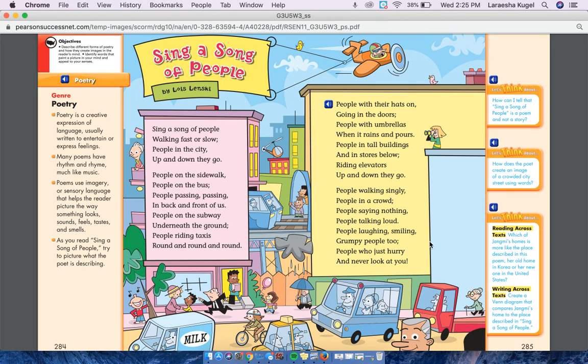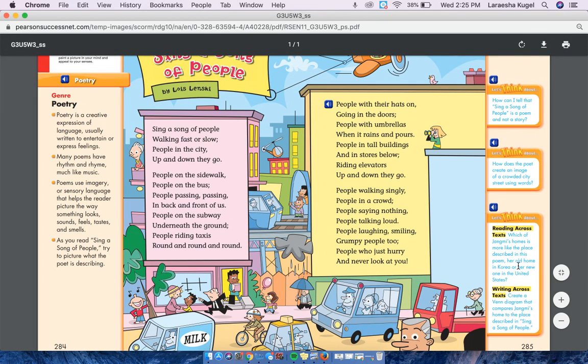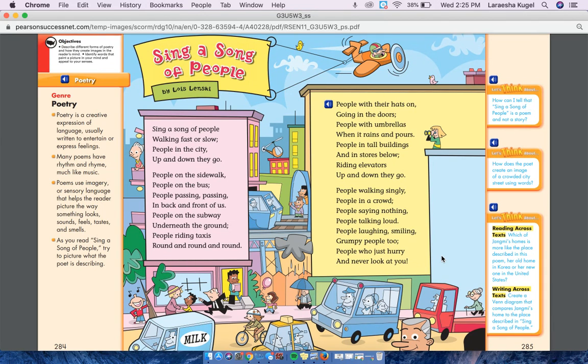Okay, so which of Zhang Mi's homes is more like the place described in this poem? Her old home in Korea or her new one in the United States? What one did it describe? Which one did it make most connections to? I agree. It connects more to the United States. It seems like her life in Korea is pretty calm and quiet, and she's kind of overwhelmed by the city when she gets to Boston. So I connected with that with the United States.